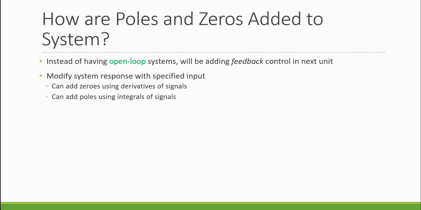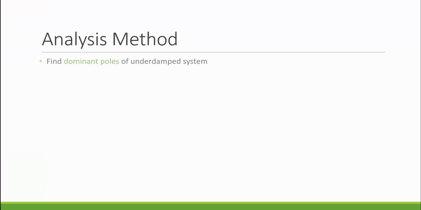So how do we analyze how our system is going to behave when there are 3 poles, or 2 poles and a 0? We need our analysis method. First, we're going to find the dominant poles of the system. Really, we're going to find all the poles in the system. But what we're going to call, if we have a third order system, the dominant poles are the complex conjugate pair. That is going to tell us that the third order system, let's say it has 3 poles, is going to oscillate. So the dominant poles are that complex conjugate pair.